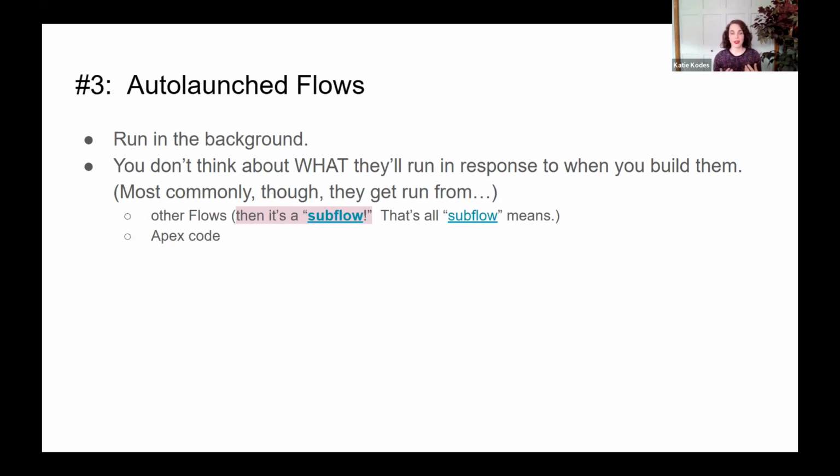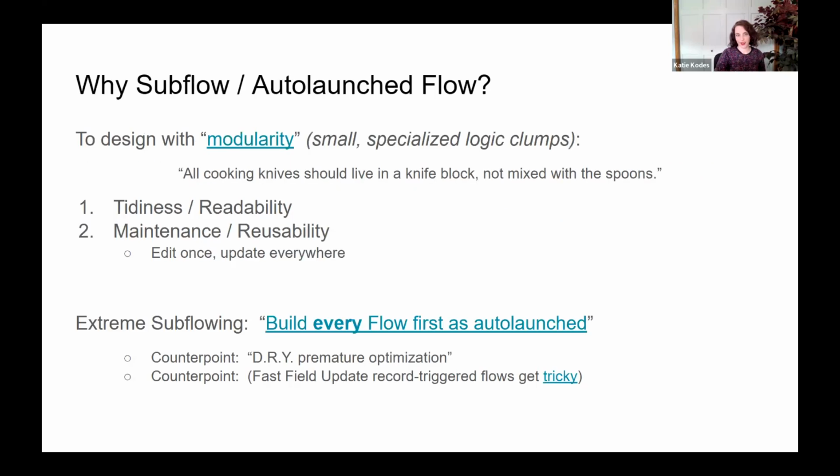The main thing to remember is that when you're in the process of building an auto-launched flow, you don't actually have to think in advance about what's going to be responsible for making it run. You just worry about programming what it's going to do when someone does eventually run it. So why do we use subflows or auto-launched flows? But I'm going to say subflow because it's faster.